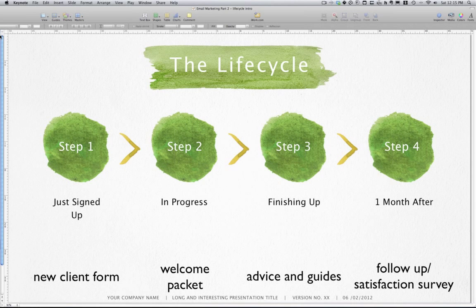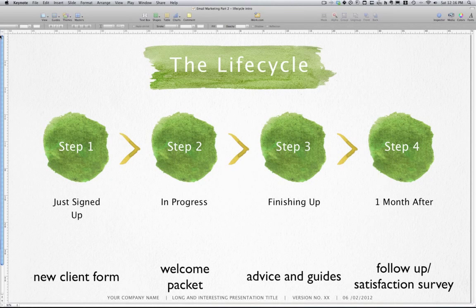Step 1, just signed up. I might send that person a new client form. And that's going to get me more information about them and what they need, right? Step 2, when the project is in progress, I'll send them a welcome packet, which has some stuff about how we work and our company culture and things I think they need to know to make the whole process move really smoothly. Step 3, when they're finishing up, I tend to send them advice and guides about what to do after the project. If it's a website, for example, how to keep marketing the website, how to update the website themselves, training and stuff they're going to find really valuable. And then step 4, about a month after, I do a personal follow-up. So I check in with them, I make sure everything's awesome, and I send them a satisfaction survey to make sure that we did a good job.